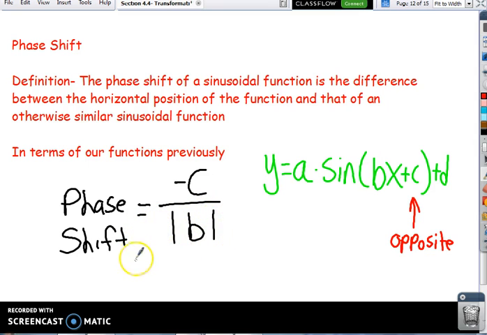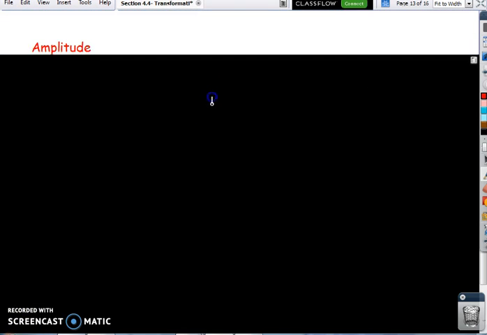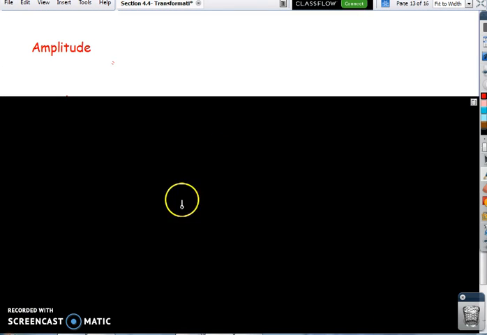So now we need to talk about what all of these things actually end up doing to my graphs, because we have three things that seem very confusing. What do they all end up doing? So what do they mean for us? Amplitude. Amplitude we will call our stretch or our shrink. Why? Think about that for a second.